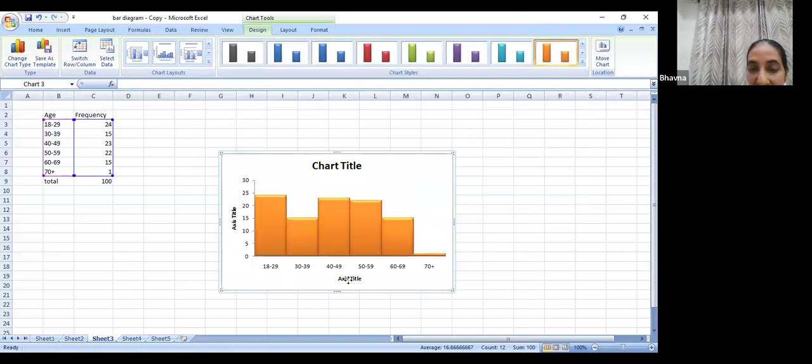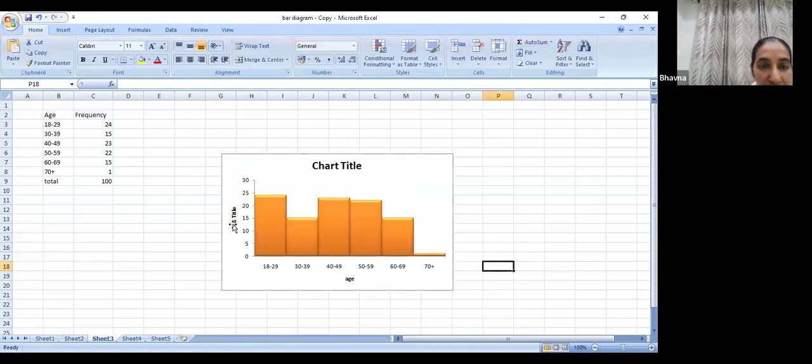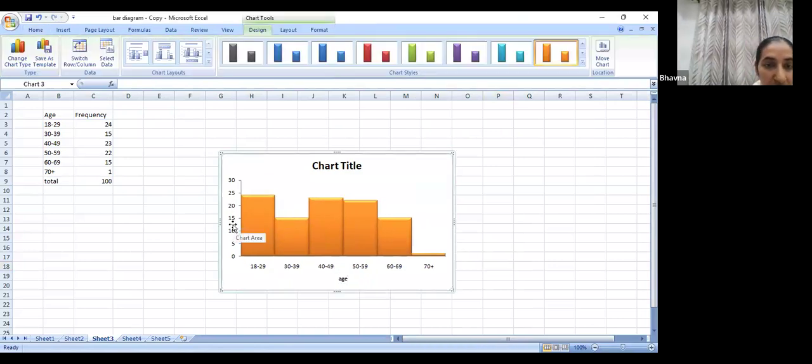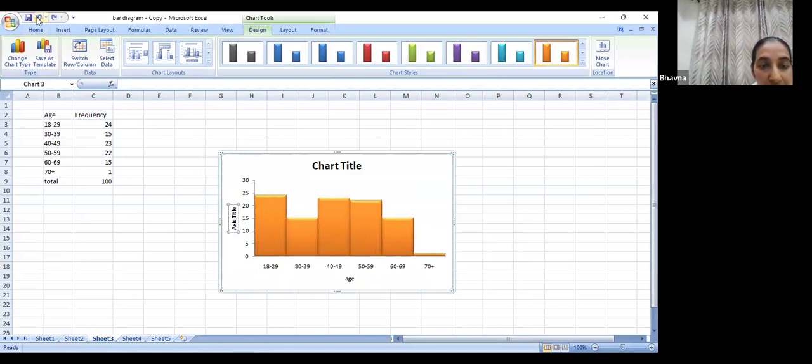We can change the title. What is the x-axis? The x-axis is your age, right? Age. Now, what is our y-axis? The y-axis is frequency.